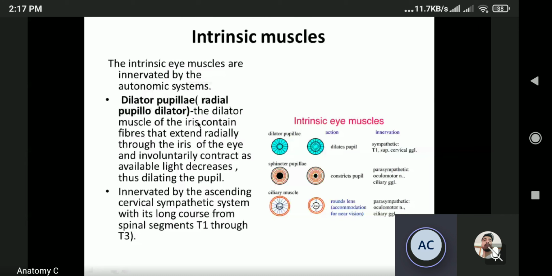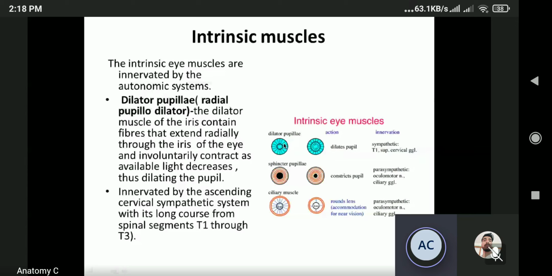Okay. Talking about the dilator pupillae, it is also known as the radial pupillary dilator. The dilator muscle of the iris contains fibers. Look at it. These are the fibers that extend radially through the iris of the eyeball, and they contract involuntarily as available light decreases. Thus, it helps to dilate the pupil. As the name says, it dilates the pupil, and it is arranged like a radiation. Look at it; it is radially present.